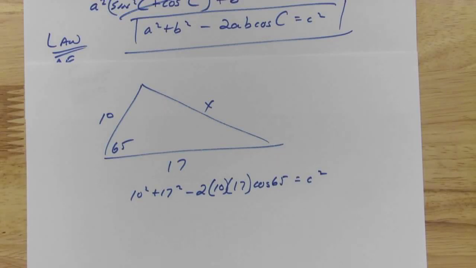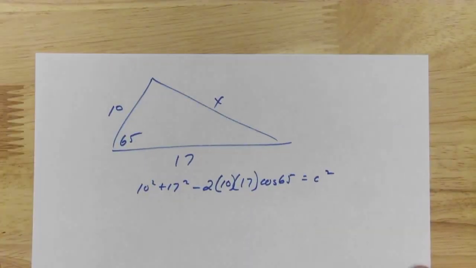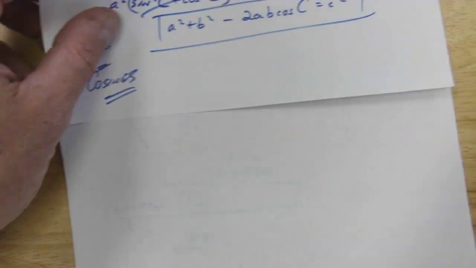All right. And I think that's the same example we used on the other one, 10, 17. So hopefully we get 15.7.